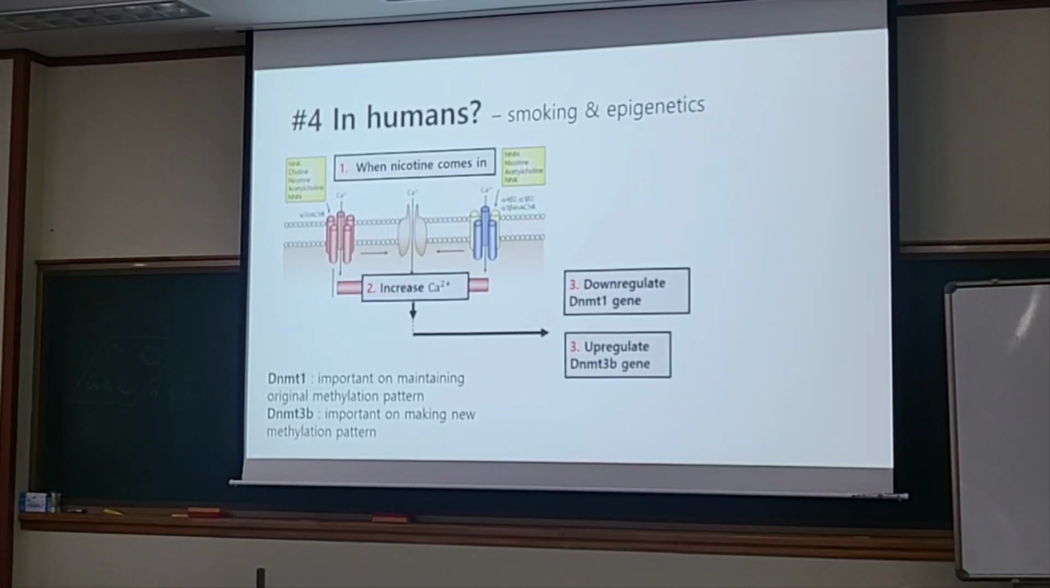I didn't mention this before, but there are several types of DNMT, and DNMT1 is the DNA methyltransferase that attaches methyl groups to the newly made strand during DNA replication. So DNMT1 is an important gene in maintaining the original DNA methylation pattern.